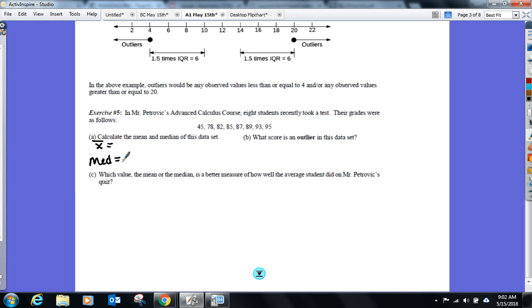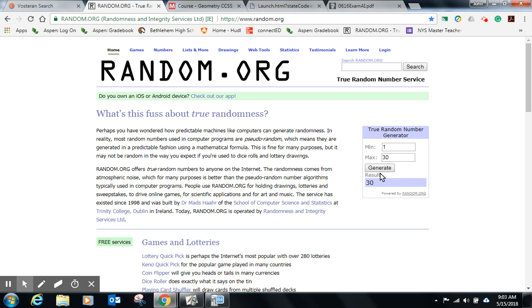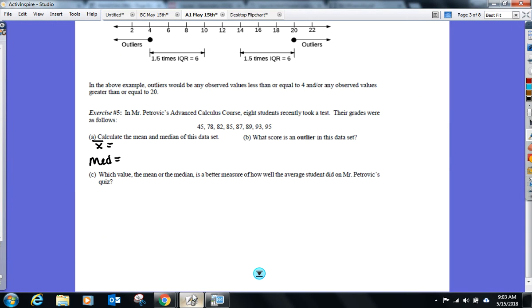Hey, what do we got? Let's do this. Give me both here. Mean. 81.8. That's fine, rounding to the nearest tenth. And how about the median? Okay, here we go, everyone. I know most of you right now, when I ask what score is an outlier, you're going to tell me 45, and you're correct. But I want to show you why 45 is an outlier.